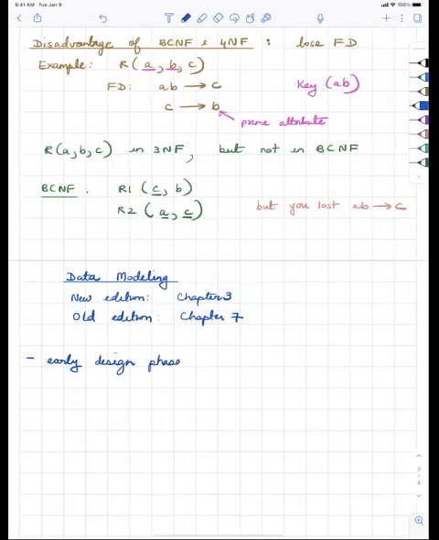So this is the done. So this is the point at which a designer understands what the functional dependencies are in the organization that they are modeling. What are the attributes in a table? So how does a designer determine the FDs and the attributes in a table?